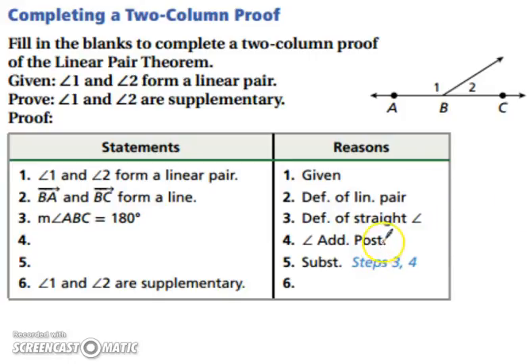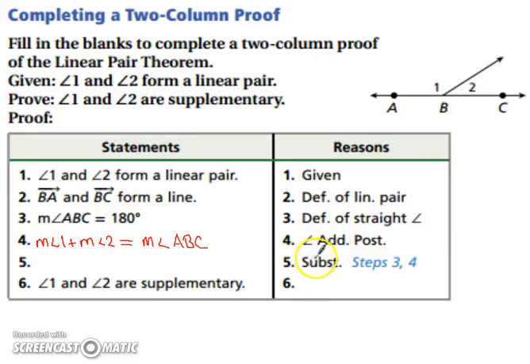So, the angle addition postulate is when you take one piece of an angle plus another piece of an angle and you get your total angle. So we have the measure of angle 1 plus the measure of angle 2 must equal the measure of angle ABC. Well, we're getting closer.